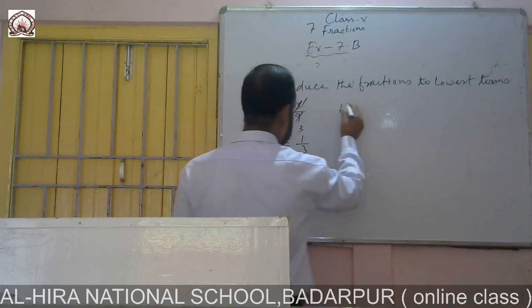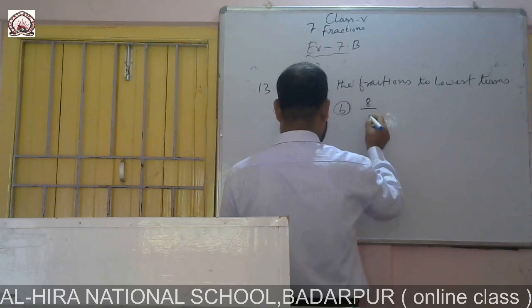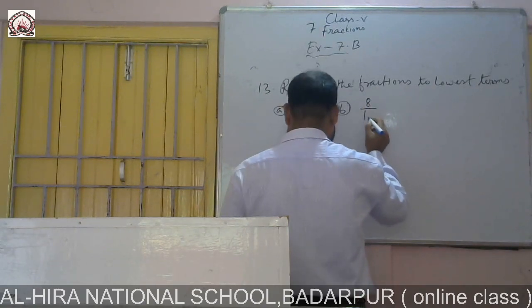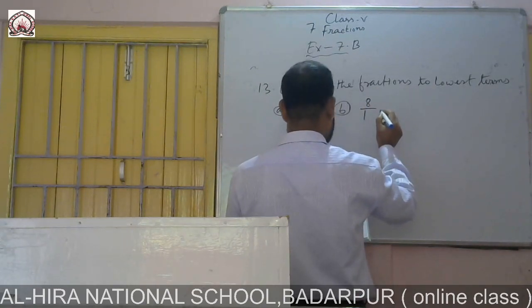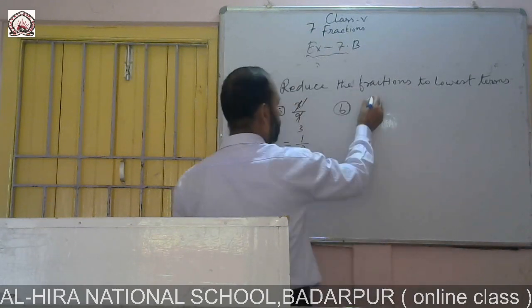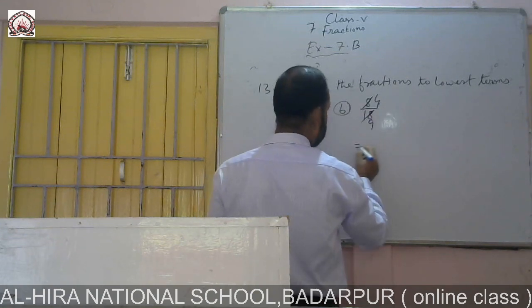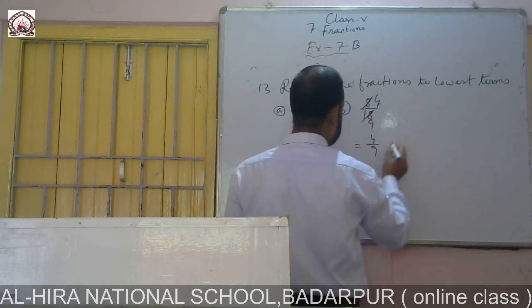Question number B, 8 by 18. 8 by 18. We can cut by 2. 2 4 jar 8 and 2 9 jar 18. Answer is 4 by 9.